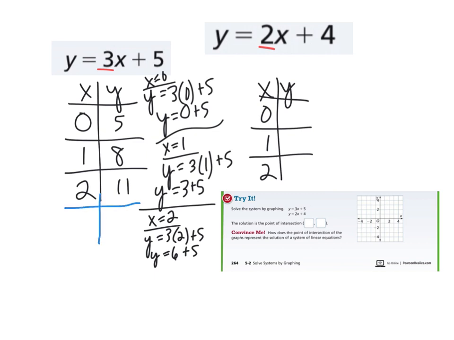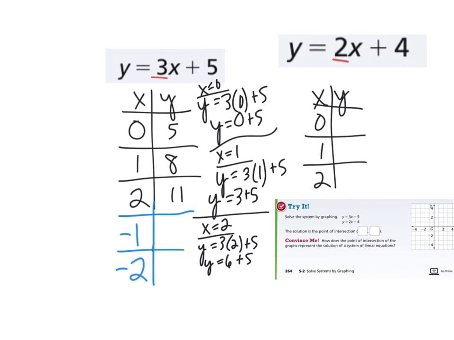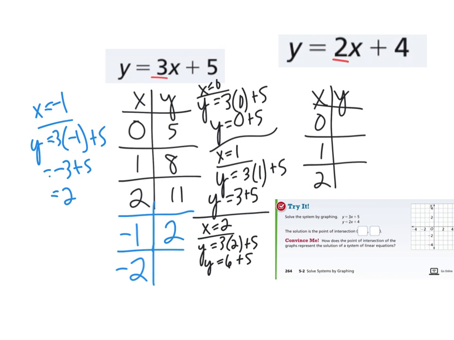Our y values are getting bigger as we go with bigger x values, so we need to instead use some smaller x values. It would be good to try -1 and -2 as our x values. That will give us smaller y values, since the slope is positive on this graph. So if we put in a -1 in place of x, 3 times -1 is -3. -3 plus 5 is 2. That's going to be a nicer point for us to graph.